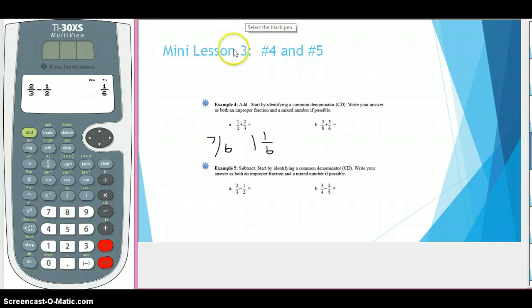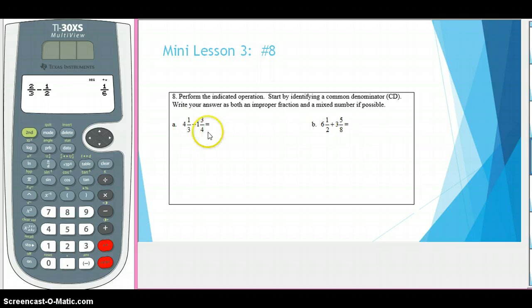Now since 1/6 is a proper fraction, since 1 is less than 6, we're not going to write it as a mixed number. As a mixed number it would be 0 and 1/6, which we never really write when it's a 0. So we'll just leave this as 1/6. Let's look at the next examples.